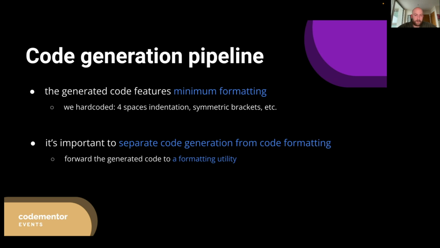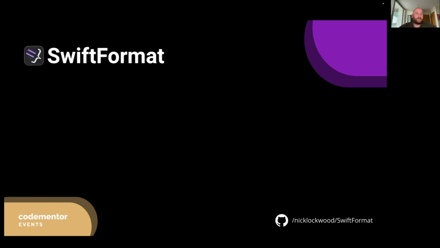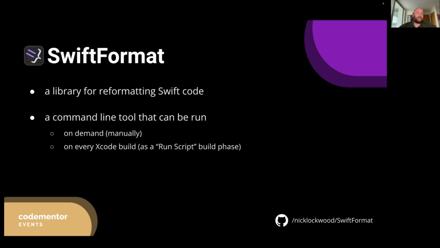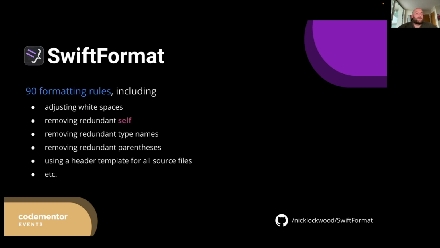And if you want your generated code to comply with a certain style guide, use a dedicated formatting utility for that. Luckily for us, we have Swift Format. This is another tool, a library for reformatting Swift code. It's a command line tool that can be run on demand or on every Xcode build as a run script phase. It features about 90 formatting rules, and it can help you with adjusting white spaces, removing redundant selves, type names, parentheses, and it can even use a header template for all of your source files, so they all look consistent.